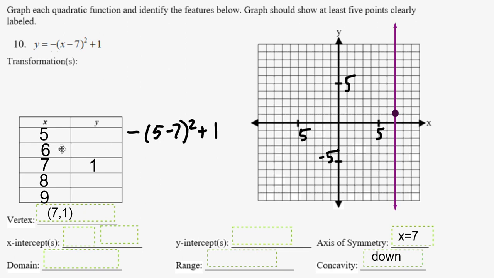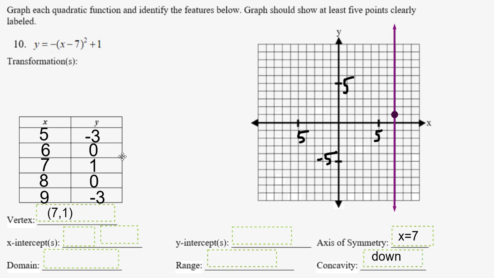And I would do the same thing for 6. I could do the same thing for 8. I could do the same thing for 9. But remember, because this is the vertex (7, 1), whatever I see to the left of it for the outputs, I should see on the right of it for that symmetry. So within doing the calculations, the outputs should be -3, 0, 0, -3. So I see the symmetry again with the outputs by doing those substitutions.